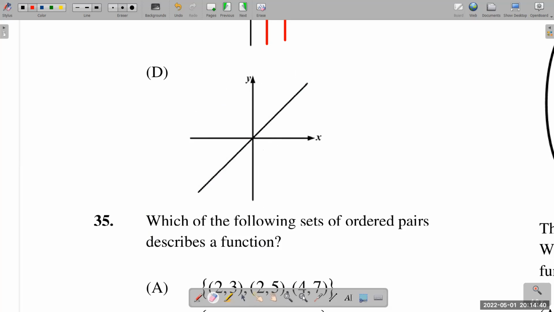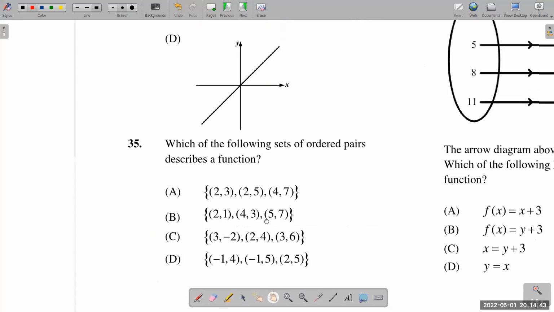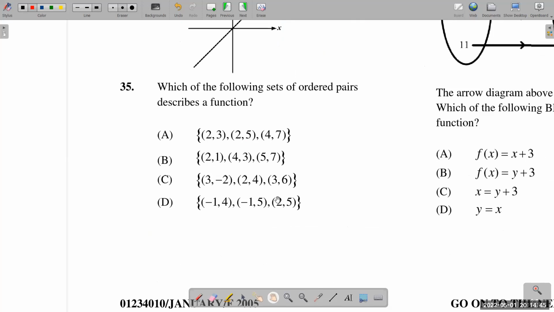All right, everybody got it? So the same concept we just spoke about, which of the following ordered pairs describes a function? Which one of these describes a function? And I'll just tell you what you're looking for. You're either looking for a one-to-one or a many-to-one. So let's look at A. Is A a function? No, because look, you got two.